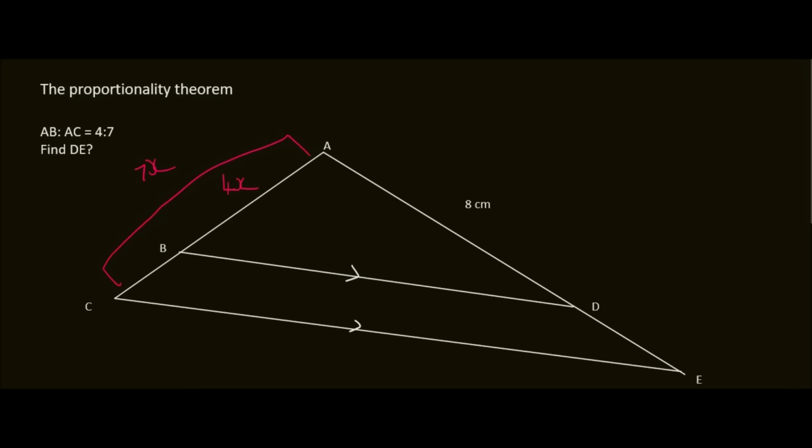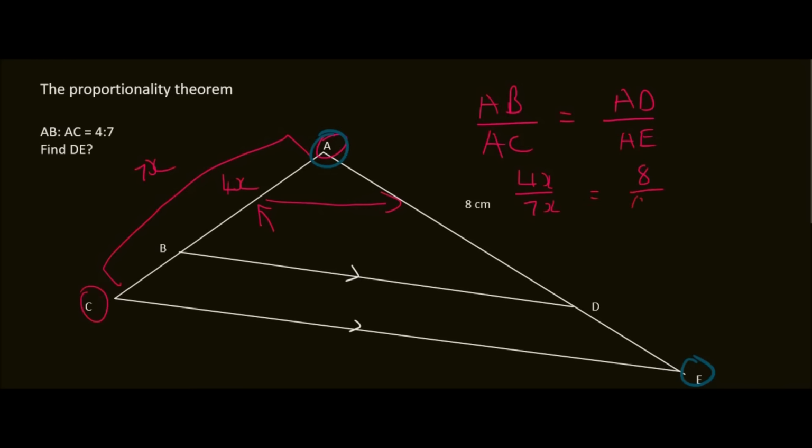So then to find DE, we would have to do something like this. Well, the two sides that you have here would be AB, and you've also got AC. So use what you have, and then that would have to go with, so AB would match AD. AC is the complete length. So you would have to use the complete length on this side, so that would be AE. Then AB we know is 4x, AC is 7x, AD is 8, and then AE we don't know.